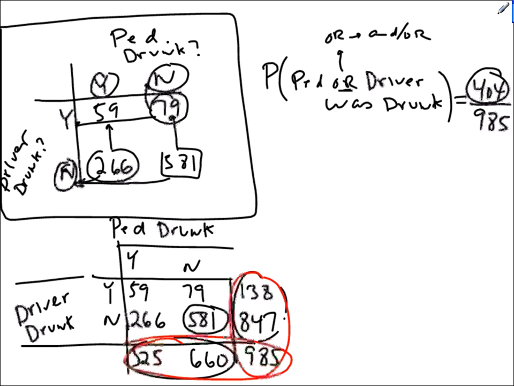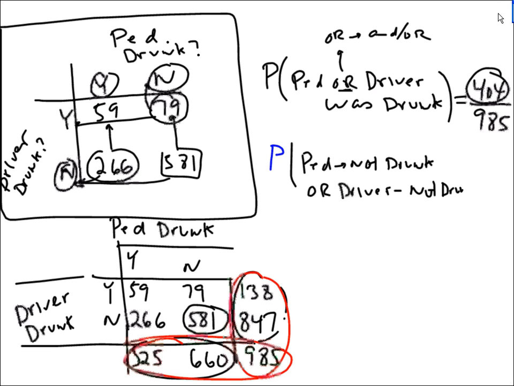So, what if I say the probability that the pedestrian is not drunk or the driver was not drunk? Now, "or" is good. That means we don't have to worry about things.